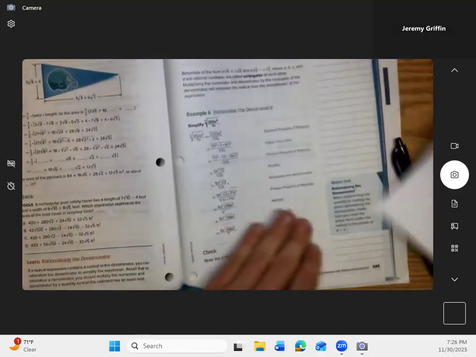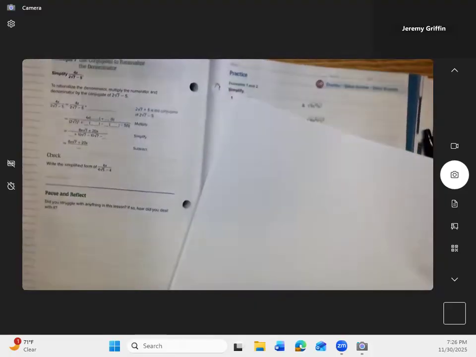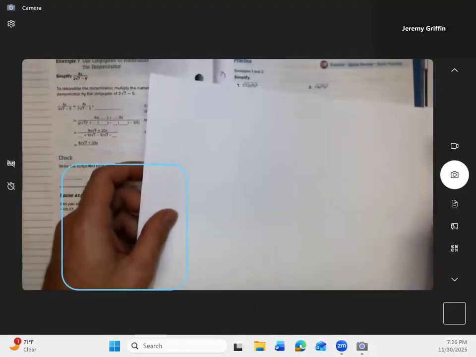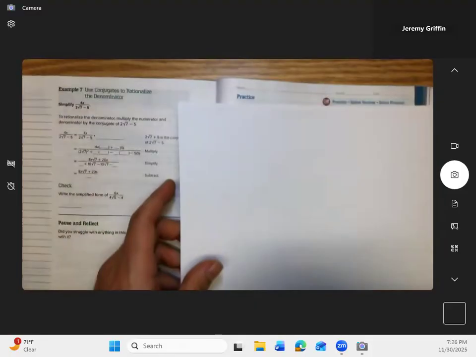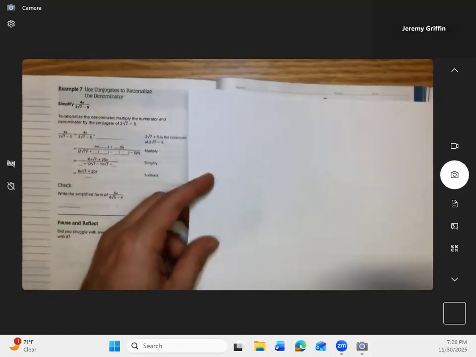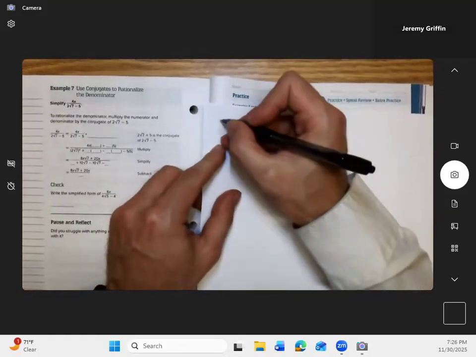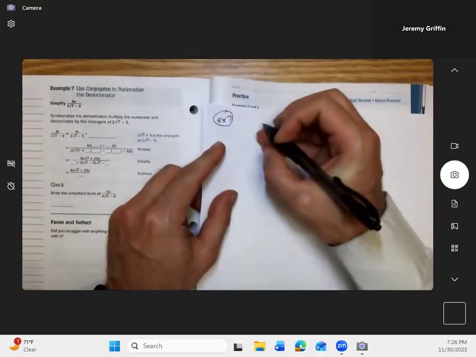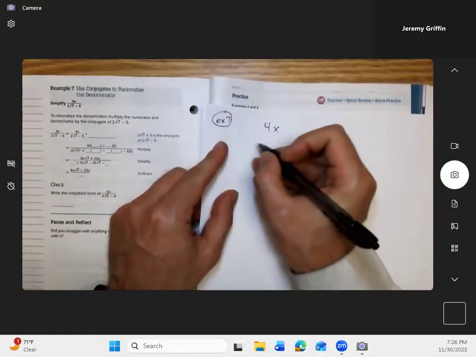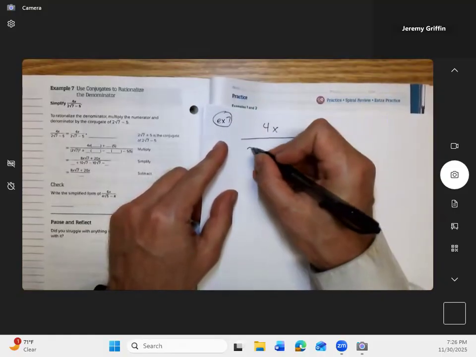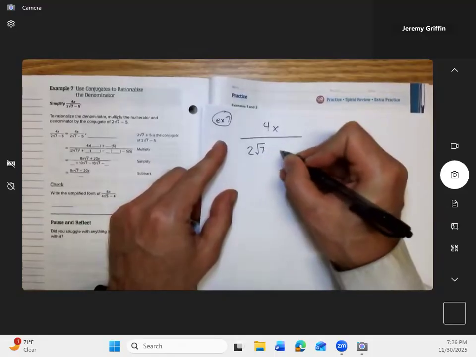And we'll do one more example, which is also rationalizing the denominator, but it's with a conjugate pair. You guys remember conjugate pairs? You guys saw those back in the complex number days. So here, we'll try it out, see what happens. Example 7. We've got 4x divided by 2 times the root 7, and then minus 5.